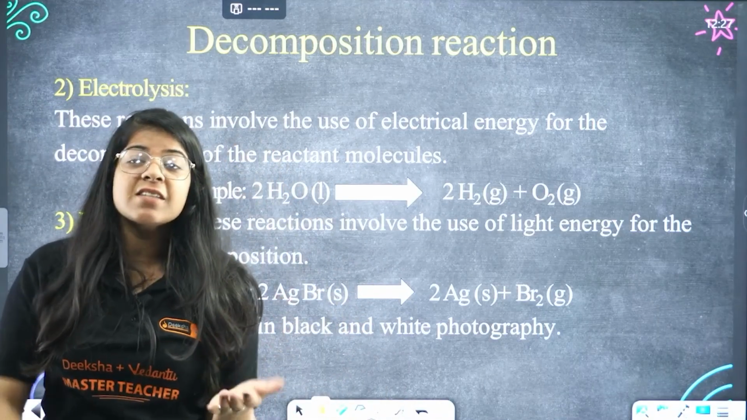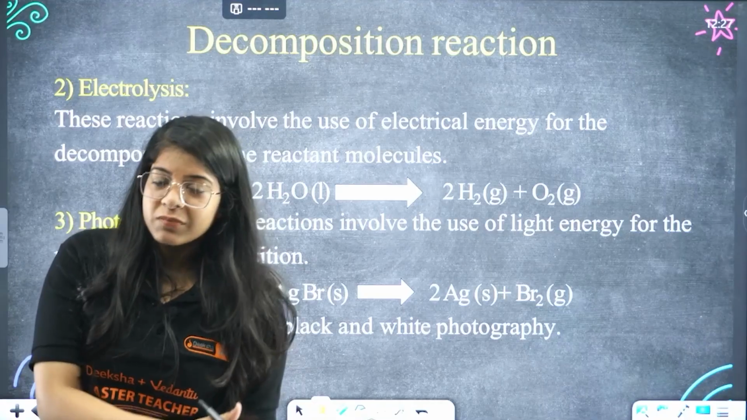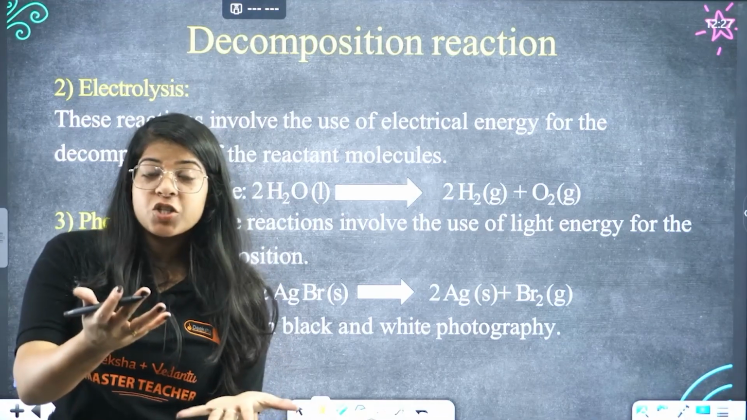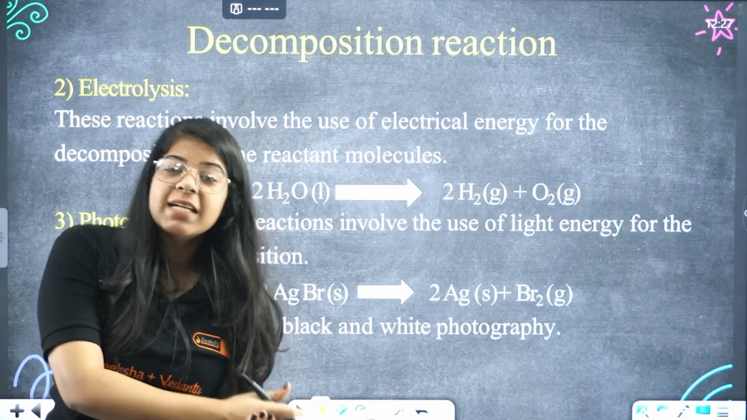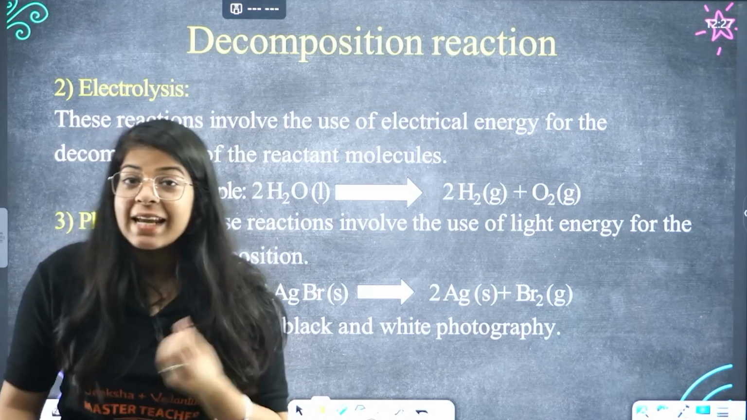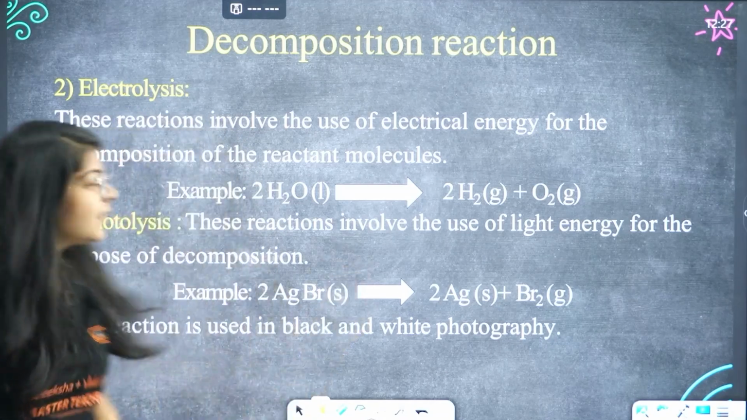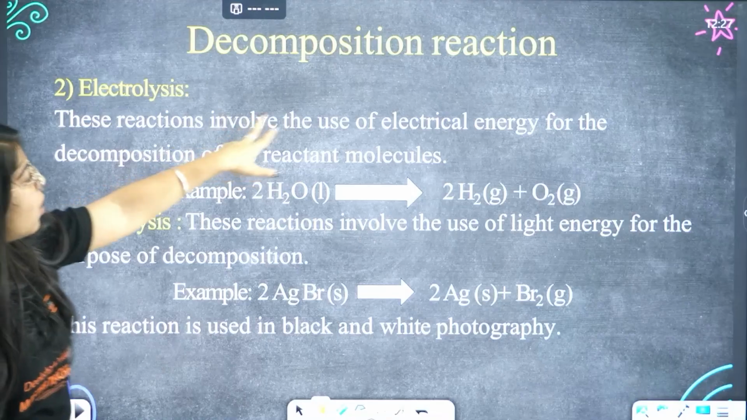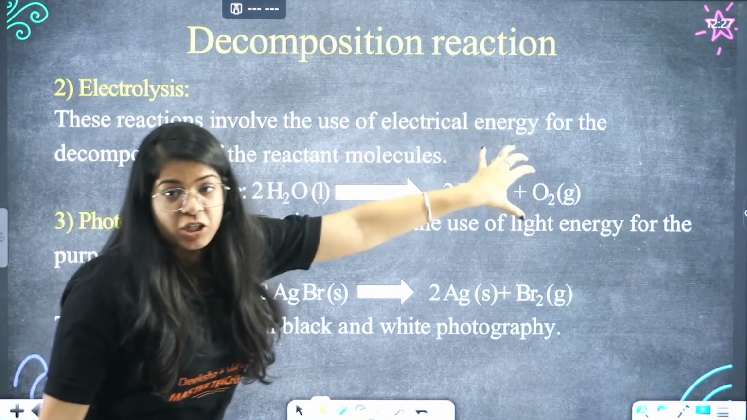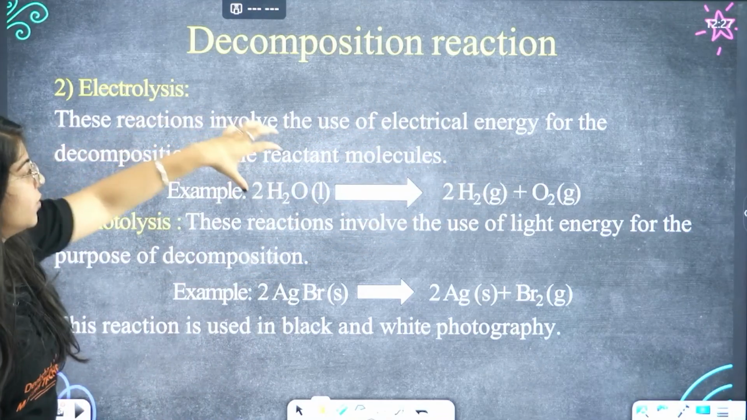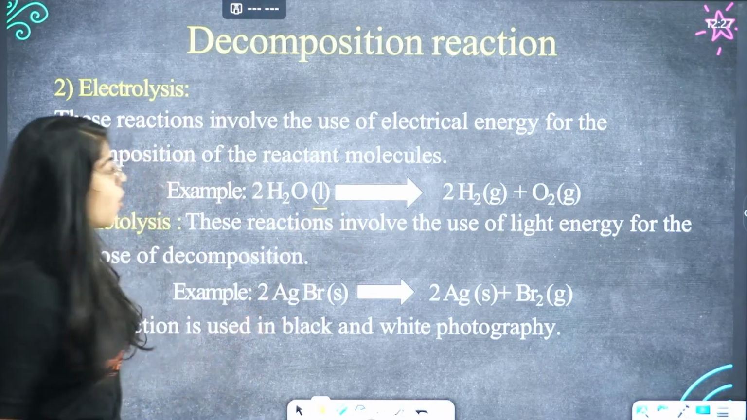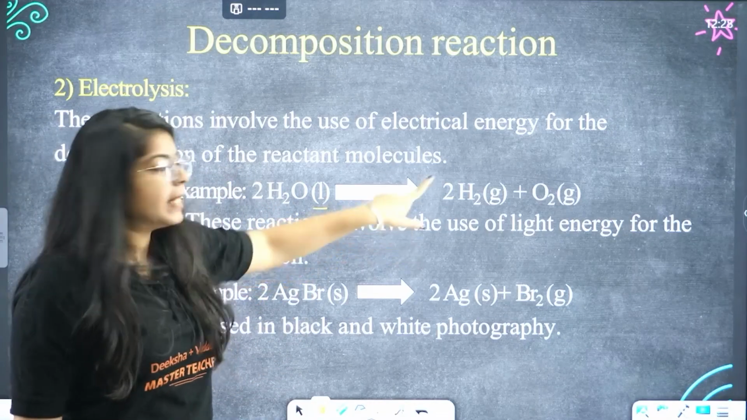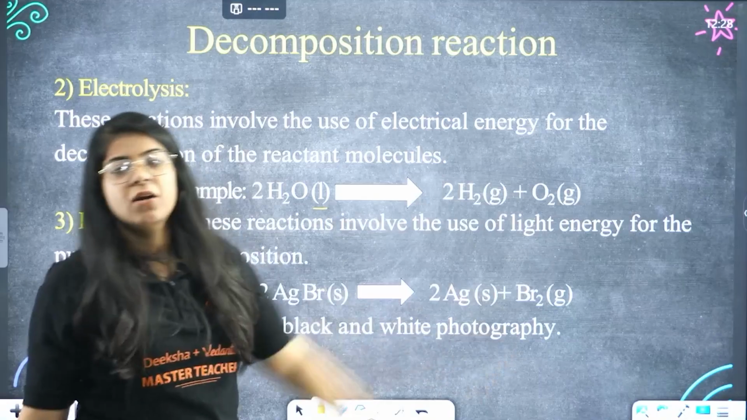So we know decomposition is breaking down. Electrolysis is the breaking down of reactants with the help of current, electricity, right? So those reactions involve the use of electrical energy for the decomposition of the reactant molecules. So water, that is in liquid form, we apply electric current and it breaks down into hydrogen and oxygen.